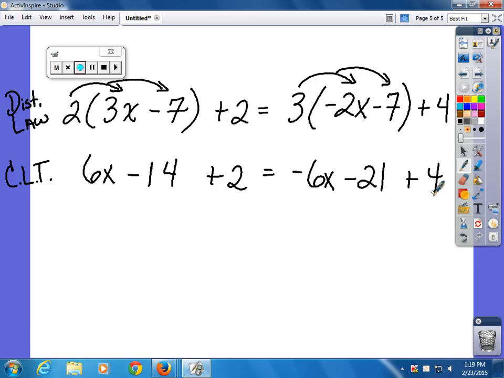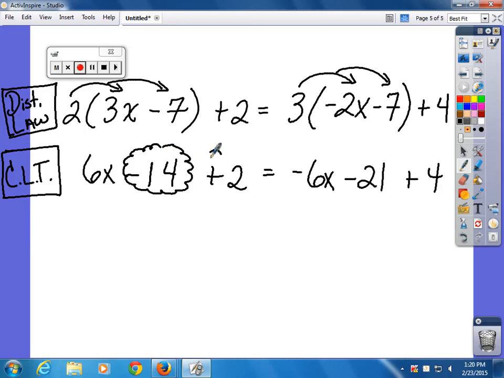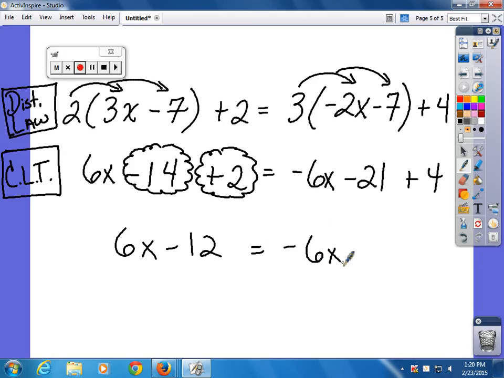Okay, now at this point, we're going to combine like terms because that's what you do after you do the distributive law. So, negative 14 plus 2. You owe $14, you have 2. What's the outcome? You still owe 12. Negative 6x. You owe $21, you have 4, you owe 17. And now you have the same type problem we just did in the previous screen.